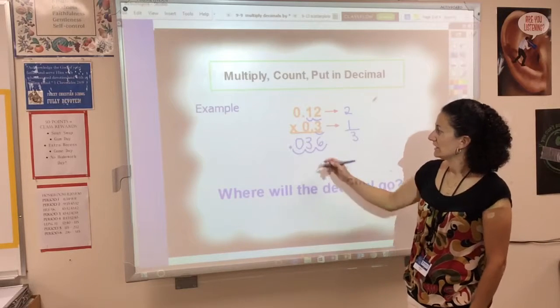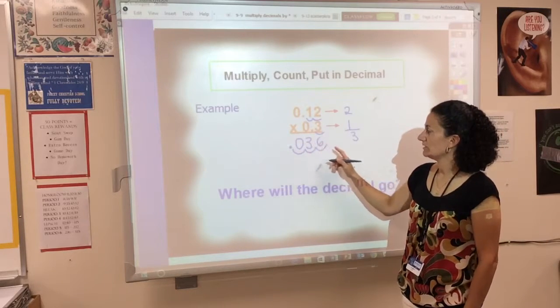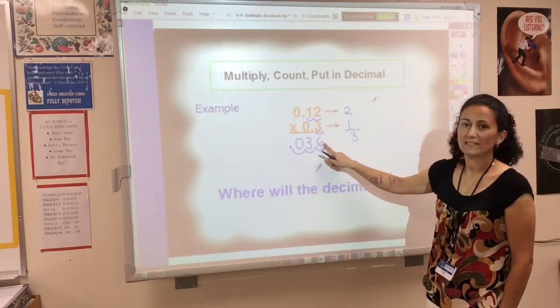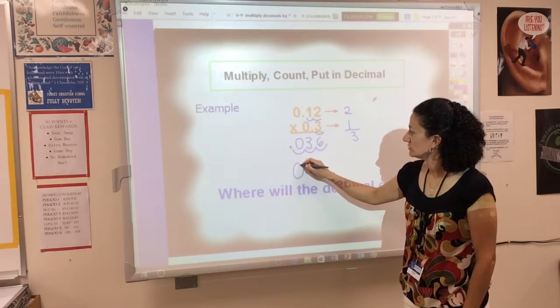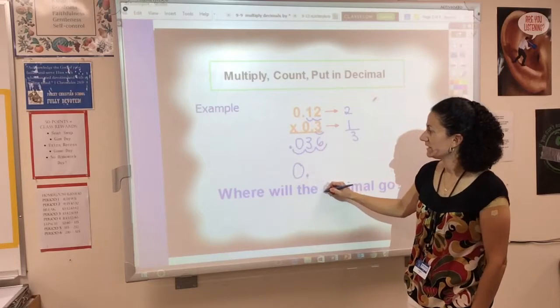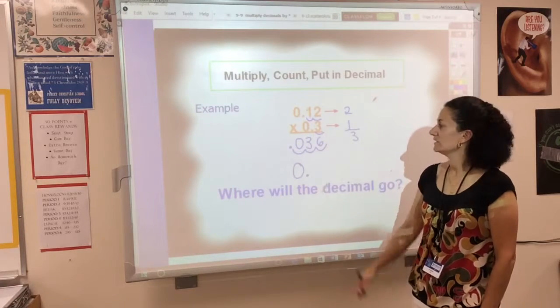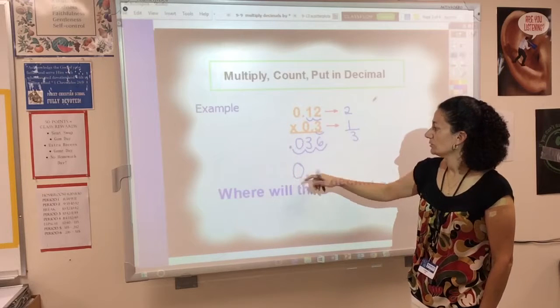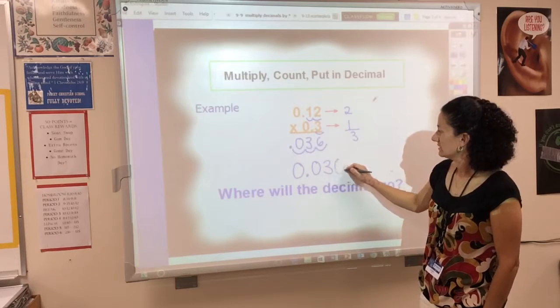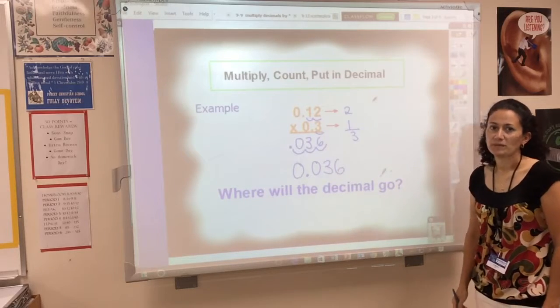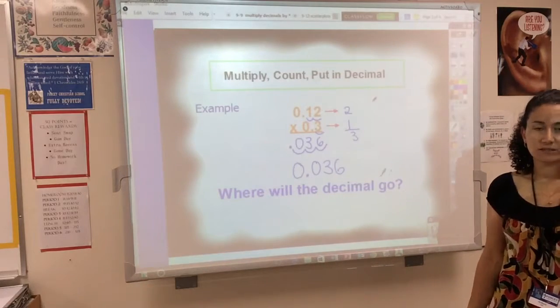So the answer is 0.036 or 36 thousandths. Now if I want to write my answer, I want my reader to be able to tell where my decimal is and how many holes I have. So since I don't have any holes, I'm going to put a 0 here. So 0.036 is my answer. Make sure you write that down in your notes.